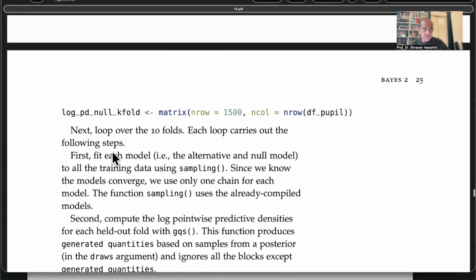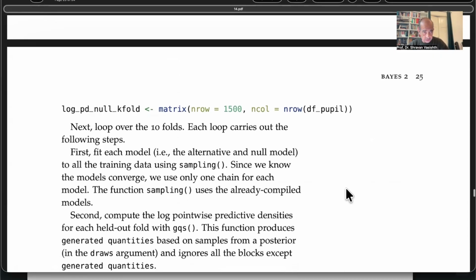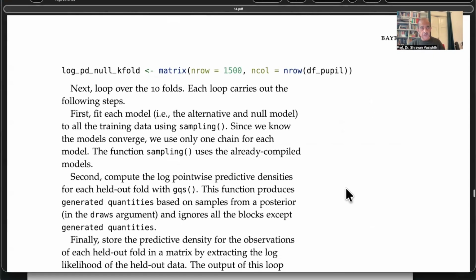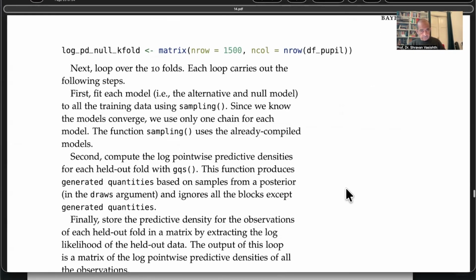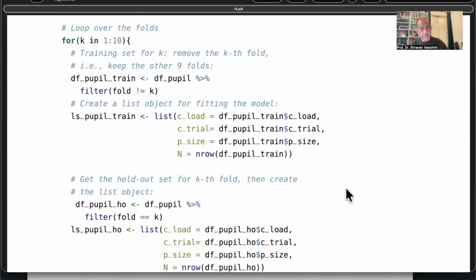So do the same thing for the null model. So that's the log posterior density null k fold. Okay, same setup. So the two matrices will be filled in incrementally as we loop through the k folds. Okay, so let's do the looping. Here's how this works. I'll go step by step through the for loop. Okay, for small k ranging from 1 to 10, we're going to do the following.